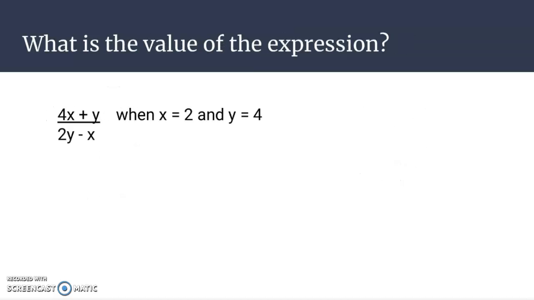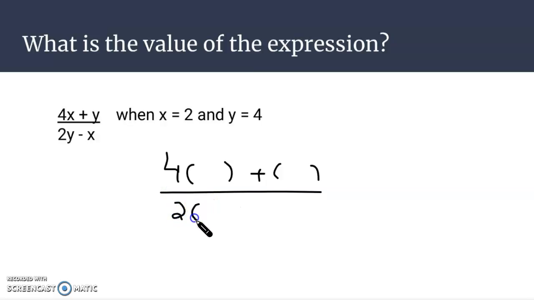Let's look at this next one here. We have a rational expression, (4x plus y) all over (2y minus x). We're going to do 4 times variable plus variable over 2 times variable minus variable. So on this one, every time we see an x, we put a 2, and every time we see a y, we put a 4.